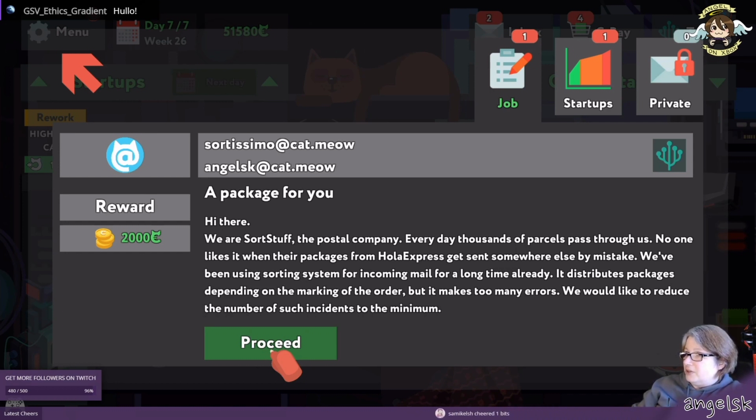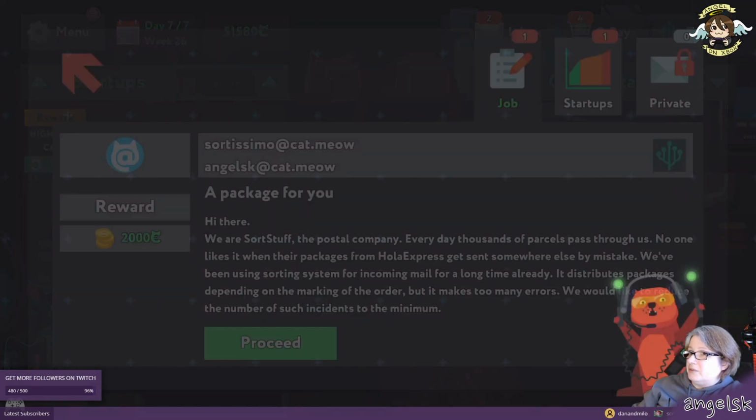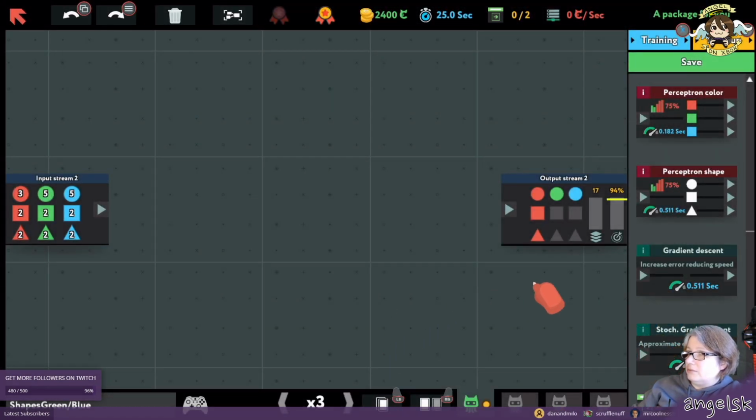We got sort stuff, the postal company. No one likes it when their packages get sent somewhere else by mistake, or when you don't get post. Thanks a bunch, Royal Mail. You've lost 2 letters now. And one of them had photos in. Plus possibly other stuff. But yeah, they're really getting a bit shit. We want to reduce errors in sorting.